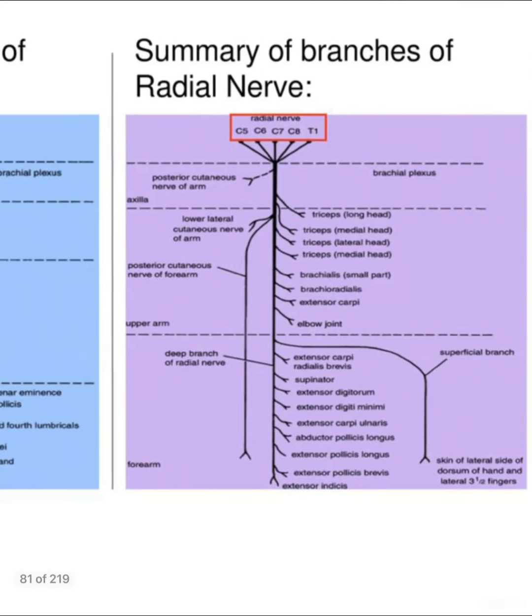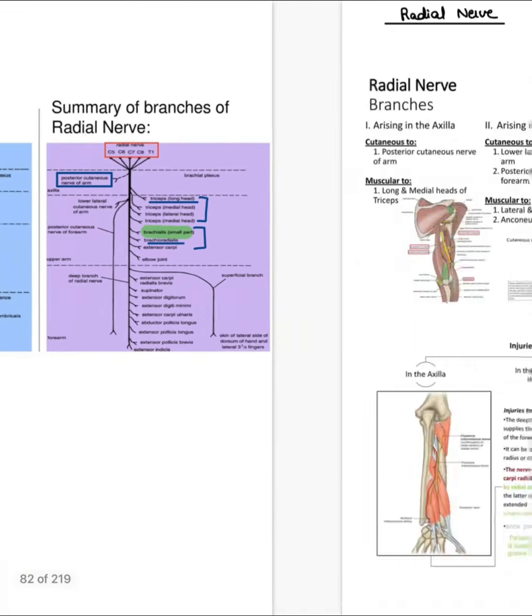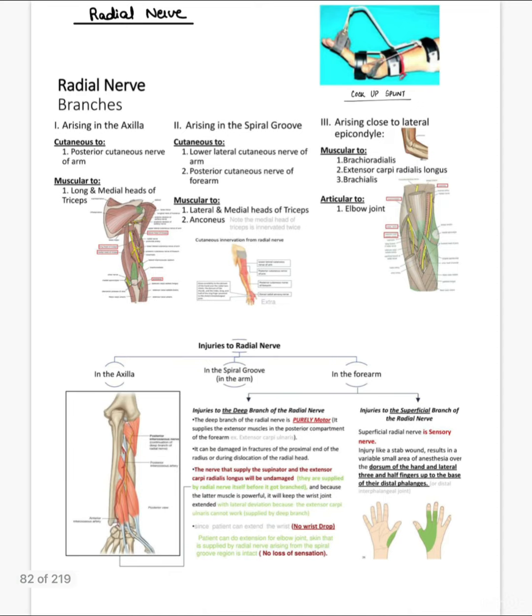So it's done. Now coming on to your radial nerve, guys. This radial nerve C5 to T1, guys. This radial nerve basically gives the posterior cutaneous nerve of the arm in the axilla. Also the triceps it will supply in the arm, guys. Brachioradialis, also brachialis is a hybrid muscle, guys. It's supplied by both the radial nerve and your musculocutaneous nerve, guys. And here all the extensor compartment, that you don't need to know, guys.